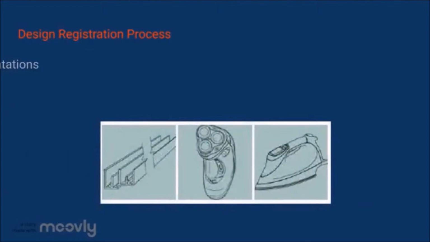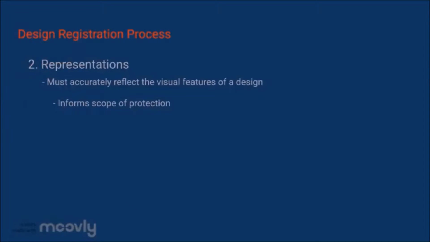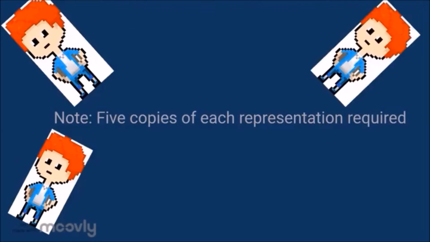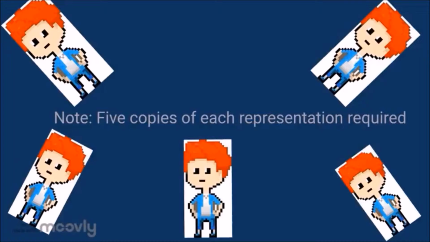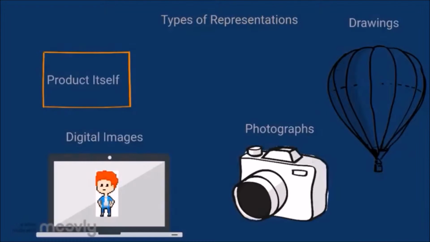Along with your application form, you must submit representations of your design that accurately reflect its overall visual features. These representations determine the scope of your design protection. 5 copies of each representation must be submitted. These may include digital images, photographs, drawings, and the product itself, provided the product can be affixed in a flat position on an A4 paper sheet.